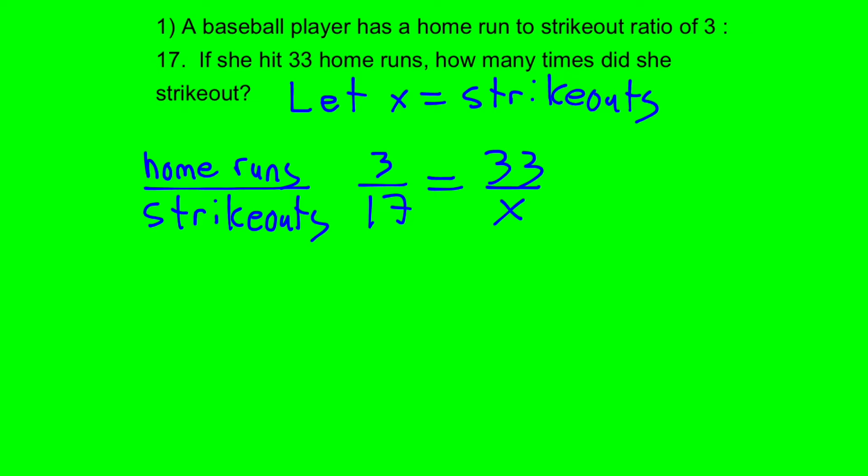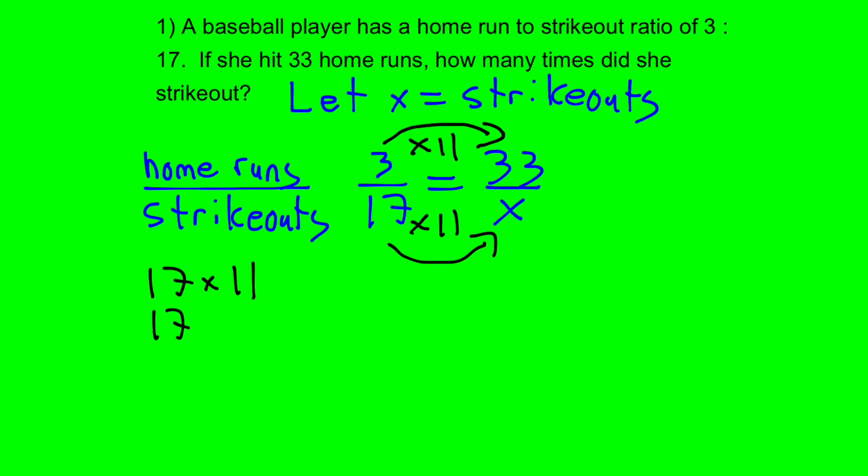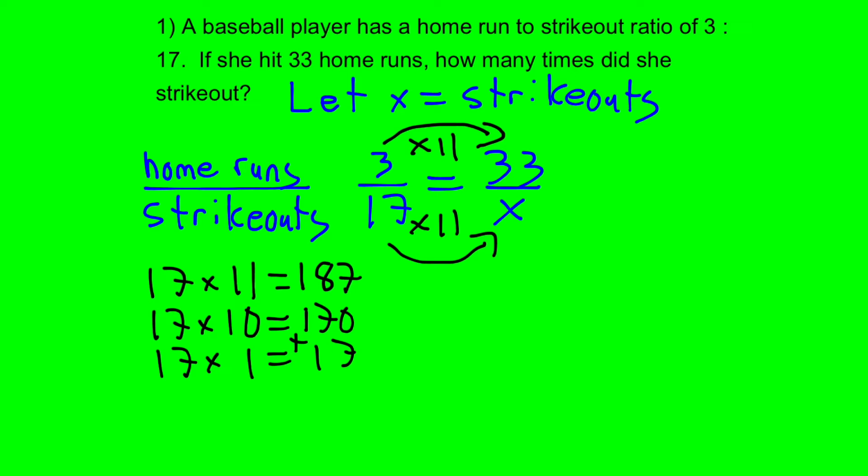After that, we want to make the connection between our top numbers. I can see that to go from 3 to 33, I times 11. So I'll do the same thing with 17 to get x. Now, 17 times 11, I would do that as 17 times 10 and 17 times 1. 17 times 10 is 170, and 17 times 1 is 17. You add those up and you'll have the total for 17 times 11. That's 187. So that means our x value is equal to 187 strikeouts.